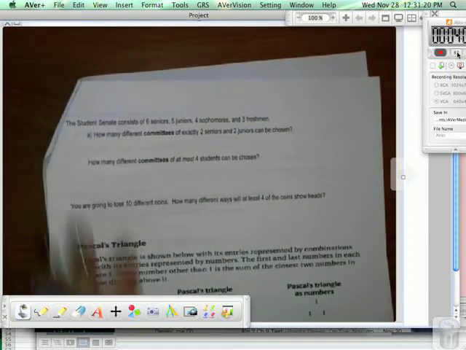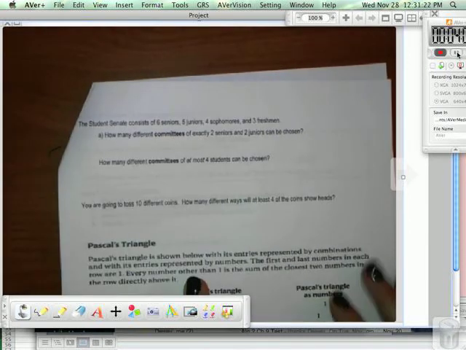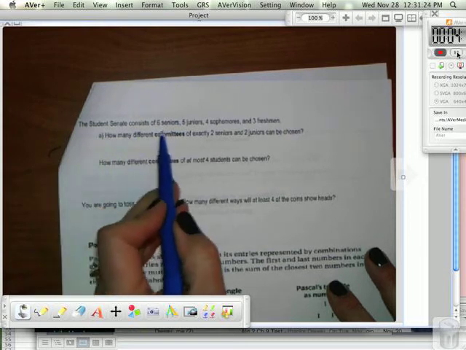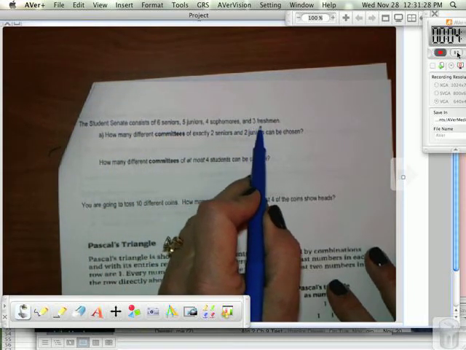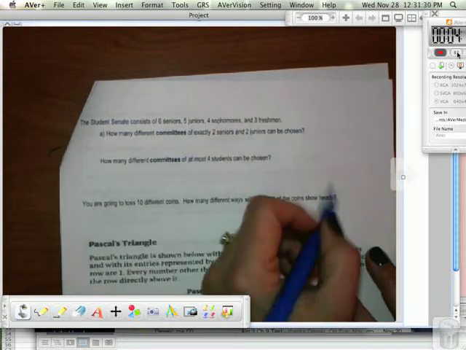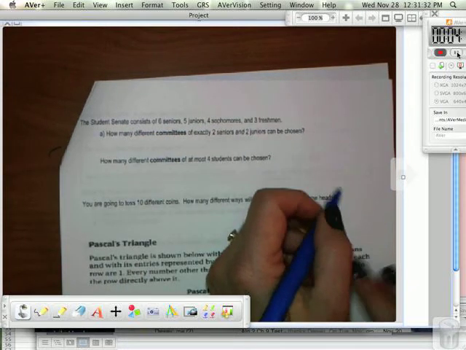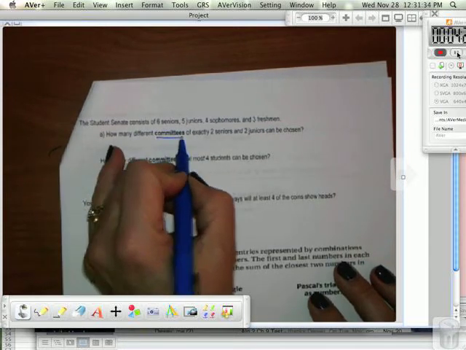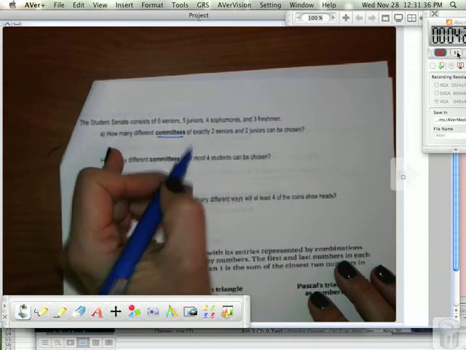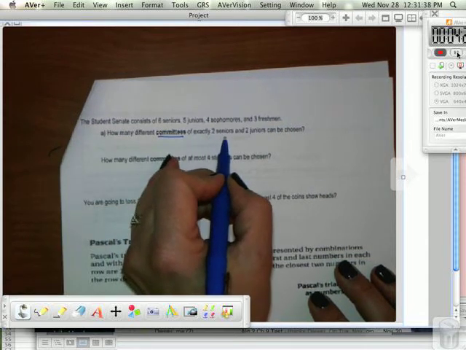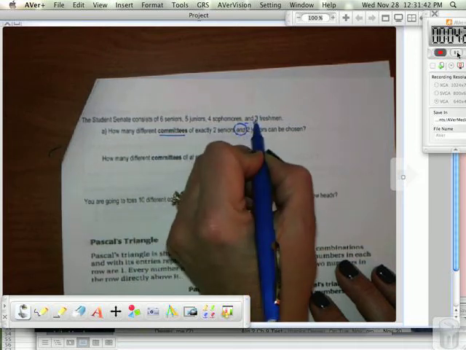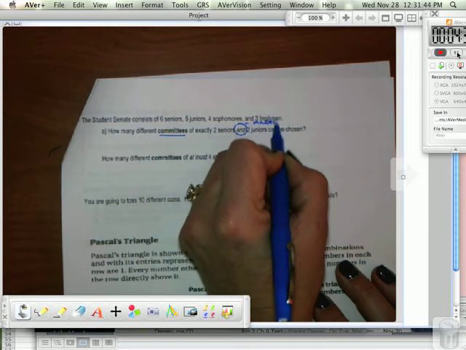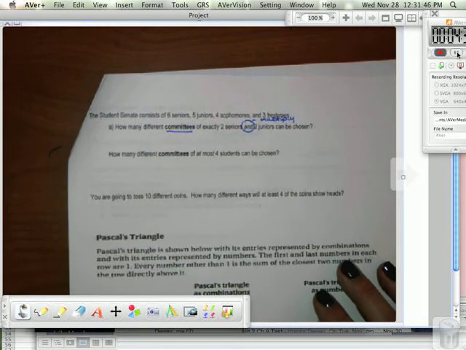Okay, we're going to practice a couple more problems like this. The student senate consists of 6 seniors, 5 juniors, 4 sophomores, and 3 freshmen. You might have to keep in mind that there's 18 total. We may not need that. Let's see what they're asking us. How many committees, right there it's a committee, we need to use combinations, of exactly 2 seniors. Oh look, there's that and word. When it's and, we multiply our combination choices. And 2 juniors be chosen.